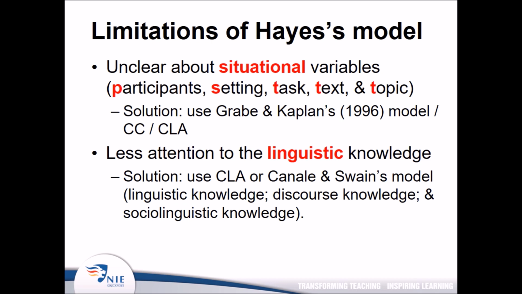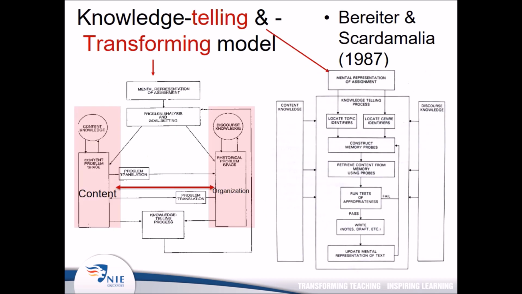I would specifically like to discuss communicative competence, the research that has been carried out so far on it, and some of the limitations that need to be addressed. Now, I'm going to move to the knowledge telling and knowledge transforming model by Bereiter and Scardamalia, which was proposed quite a long time ago, but I think it's worth mentioning here because it provides some interesting perspective on writing.